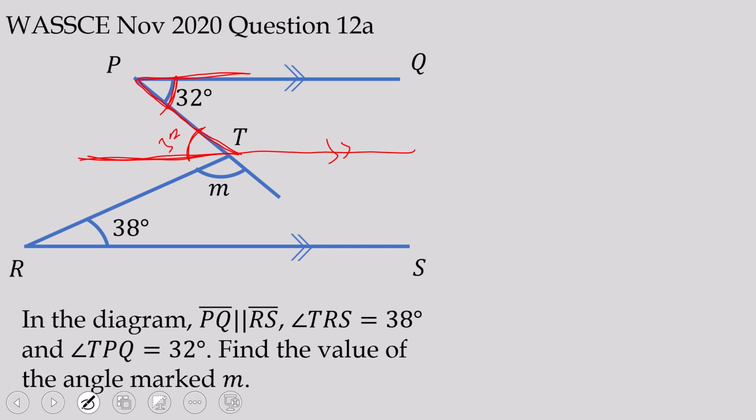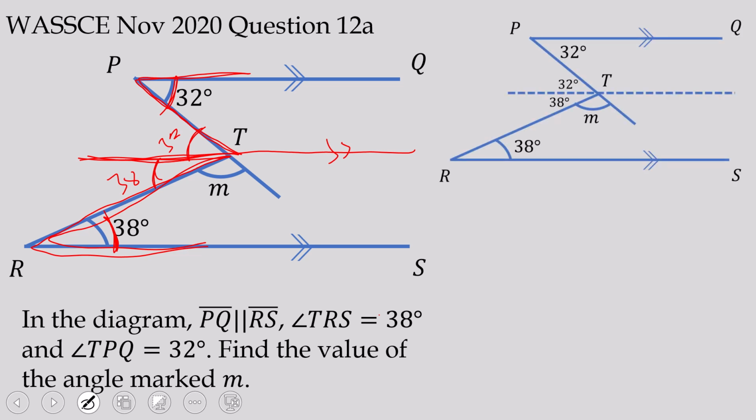Then I can also have the Z shape like this. So therefore this angle over here and this angle are alternate angles. So therefore this over here is also 38. So I can have a diagram like this. So this angle alternates with this angle, and this angle alternates with this angle.